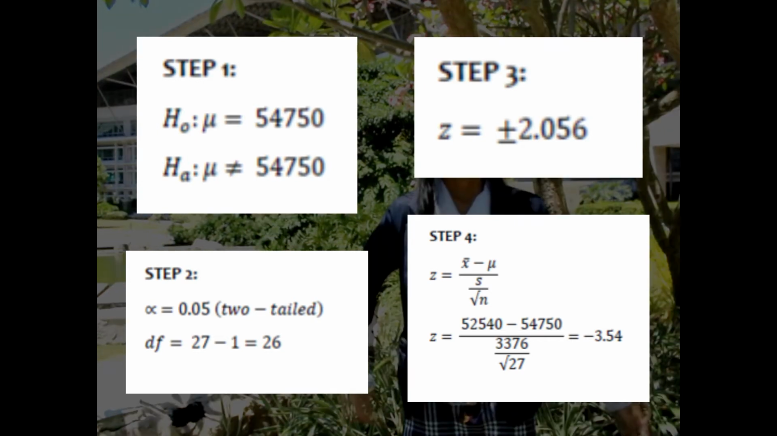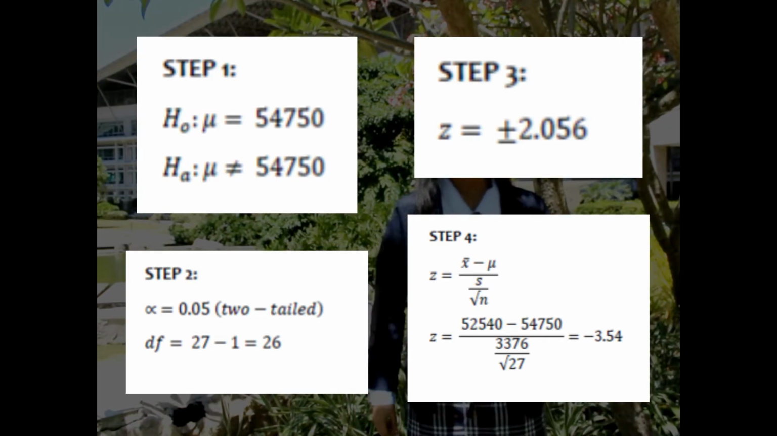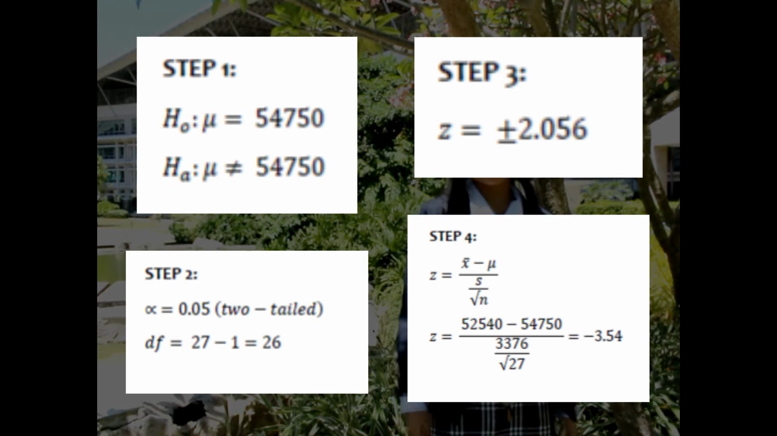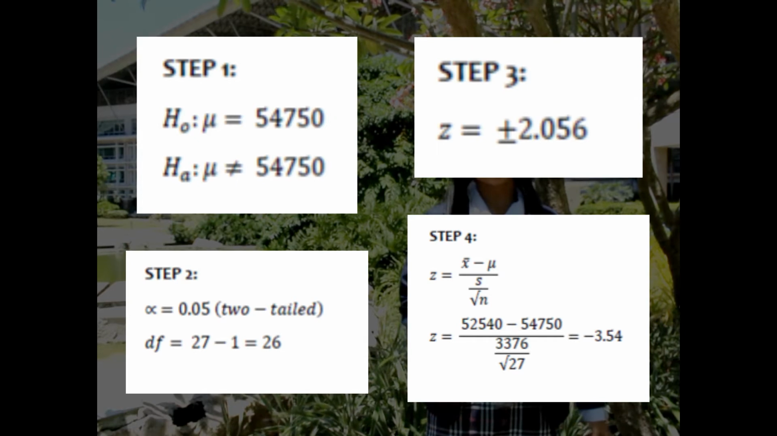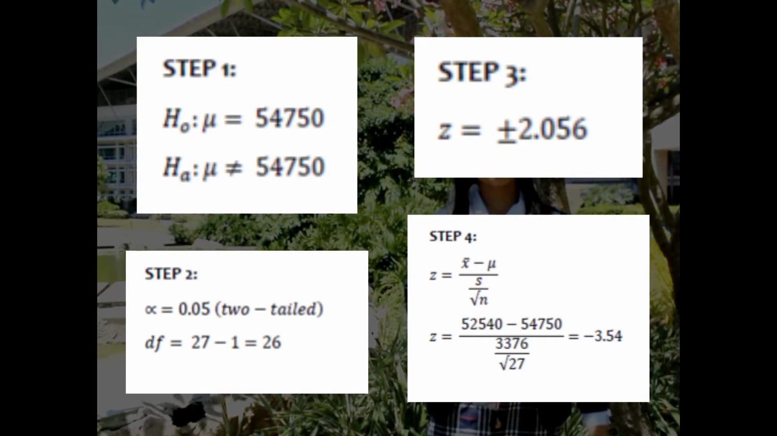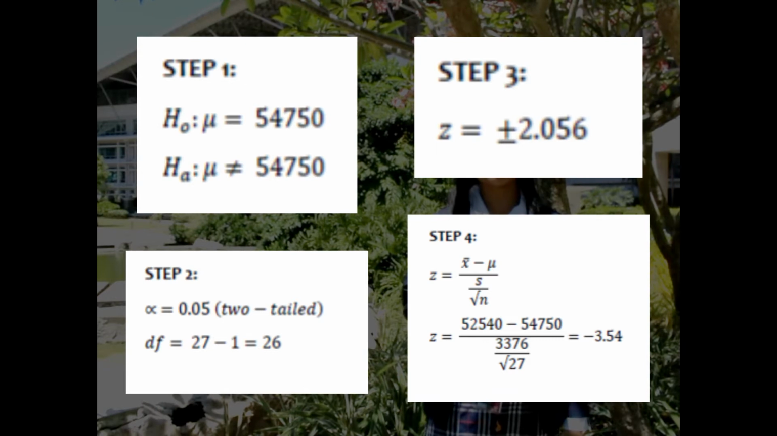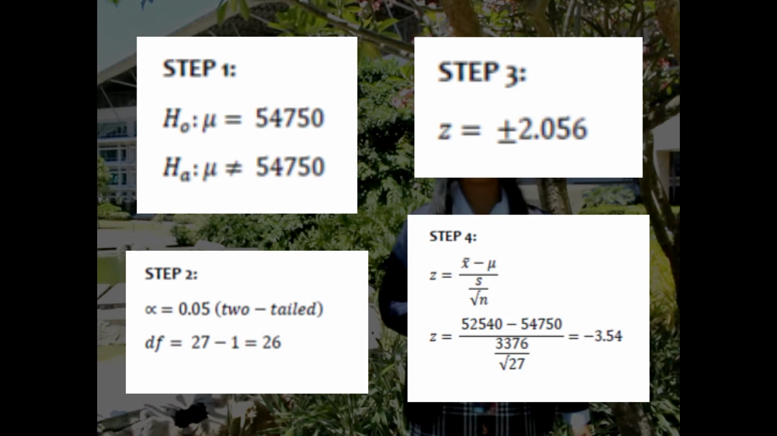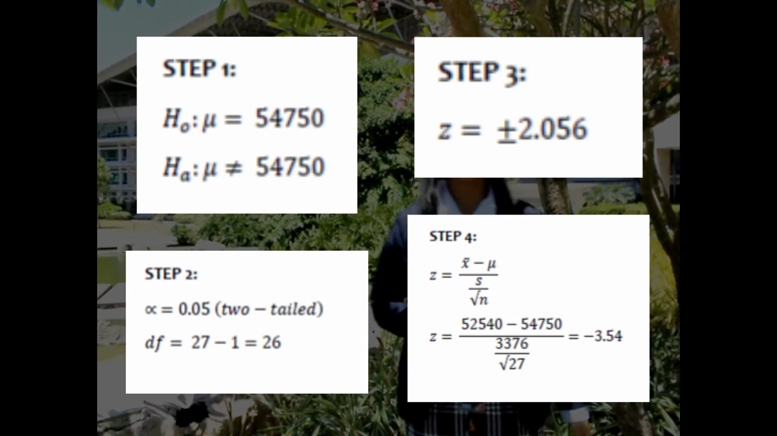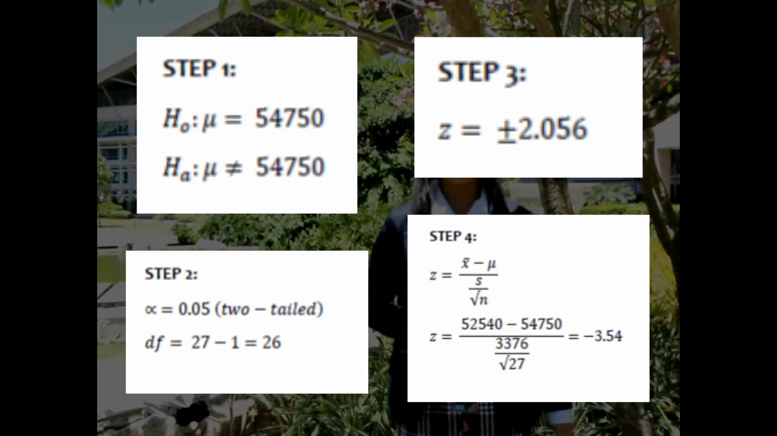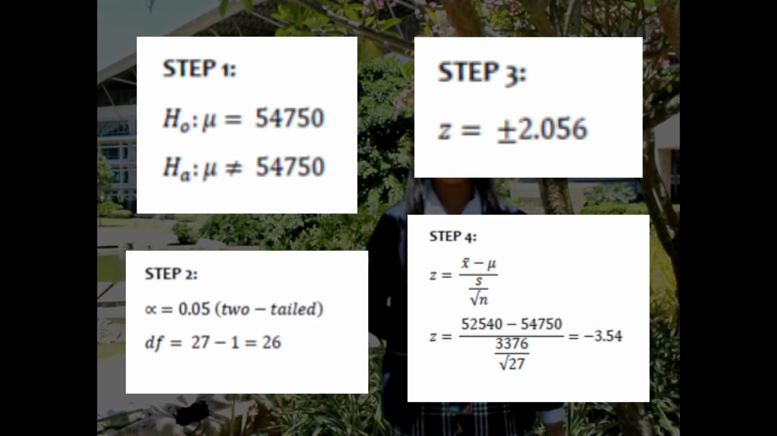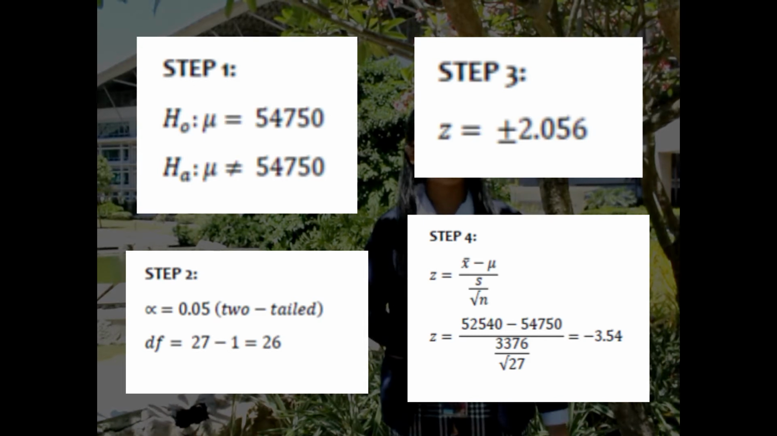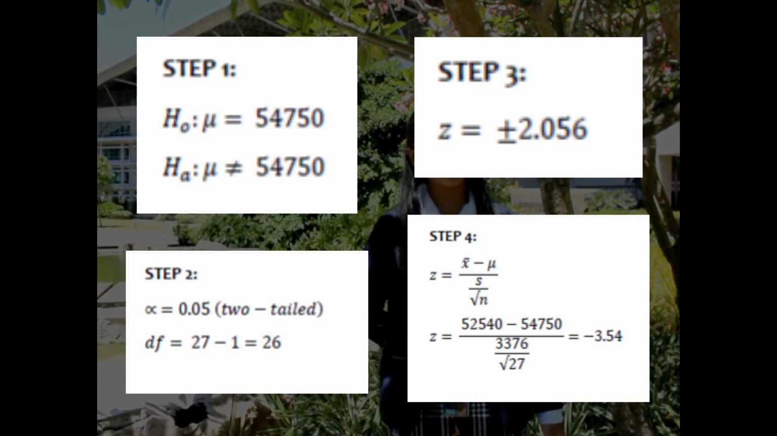Step number 4, solving for the z-value. The formula for this is z is equal to x bar minus mu all over quantity of s all over square root of n. We must now substitute the given values to the formula. 52,540 minus 54,750 all over quantity of 3,376 over square root of 27. All of it is equal to negative 3.54.